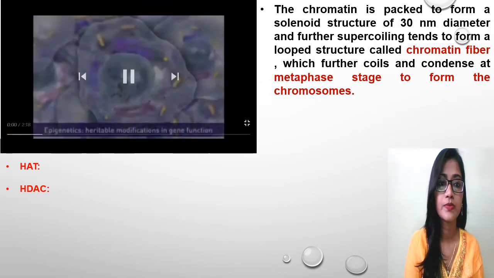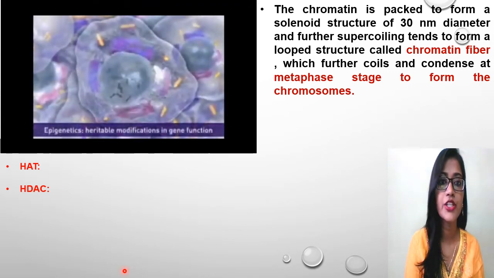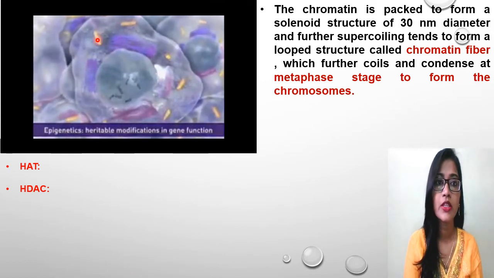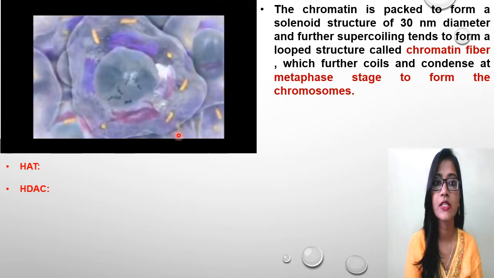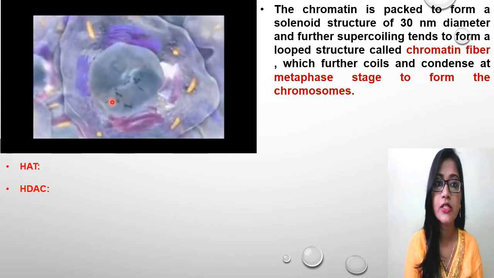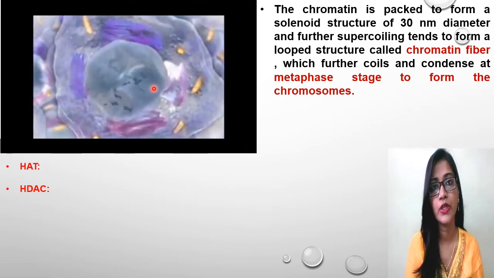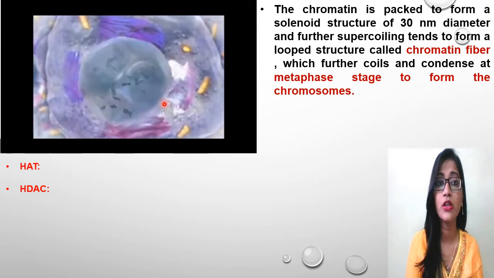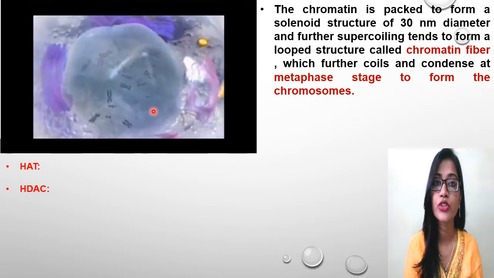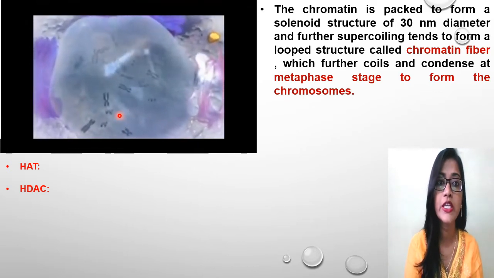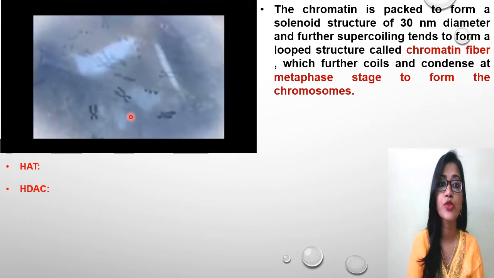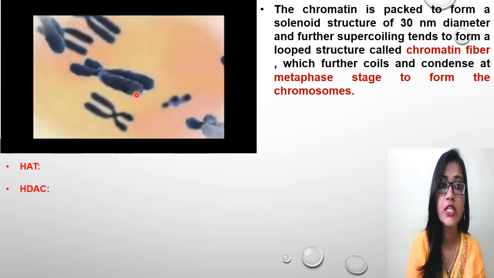So this is the heritable modification. You can observe we are going inside the cell. This structure is the cell, a eukaryotic cell, and this is the nucleus. We know that the nucleus contains the genetic material. In a eukaryotic cell, the genetic material is compactly arranged in the form of chromosomes. You can observe these are the chromosomes.